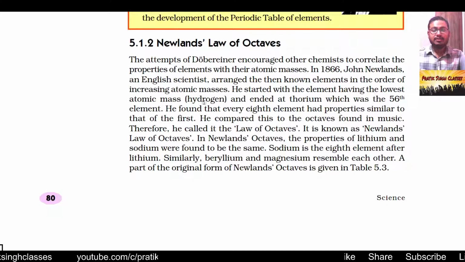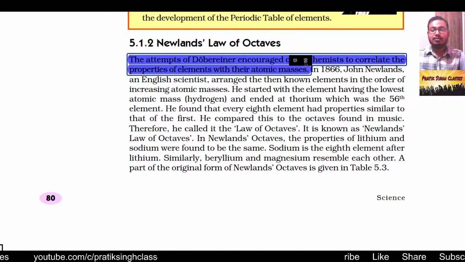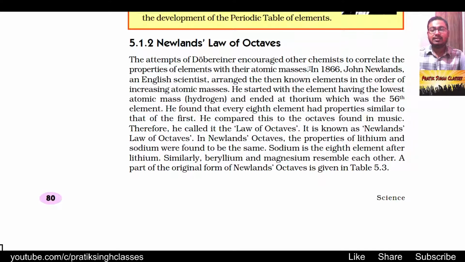Now coming to section 5.1.2, that is Newlands' law of octaves. Octave, as the name itself suggests, is related to something with the number 8. The attempts of Dobereiner encouraged other chemists to correlate the properties of elements with their atomic masses. The basis of Dobereiner's triad was atomic mass, and further this thought, that elements can be arranged according to their atomic mass, led many other scientists to work and give something new to the world.